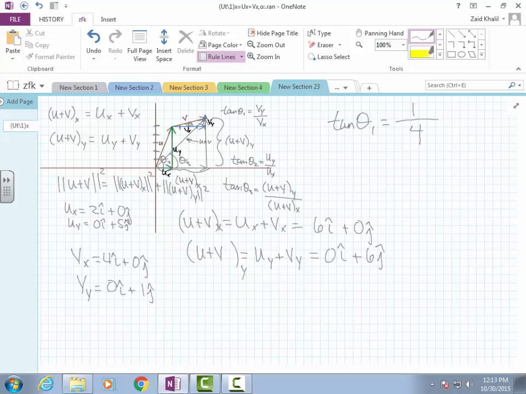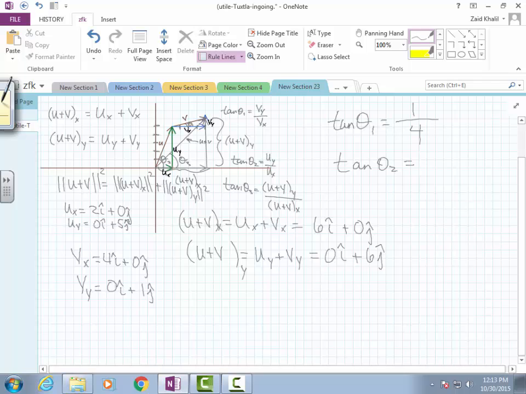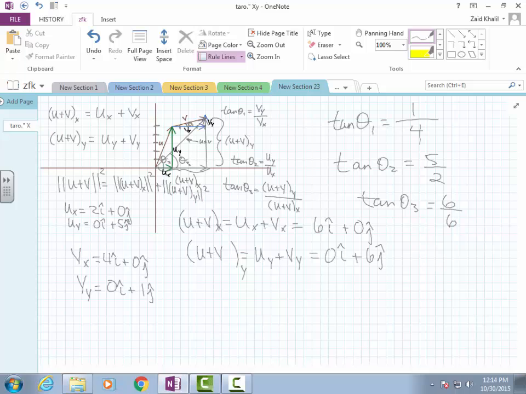Similarly, tangent of theta 2 is going to be what? 5 over 2. Tangent of theta 3, 6 over 6. And so then how do you find your angles? Arctan, inverse tan. Any questions? All right, so that's that.